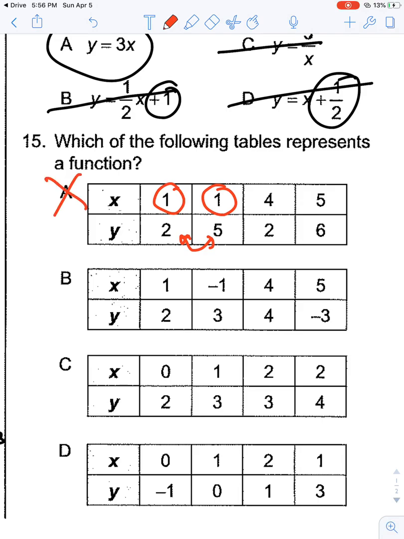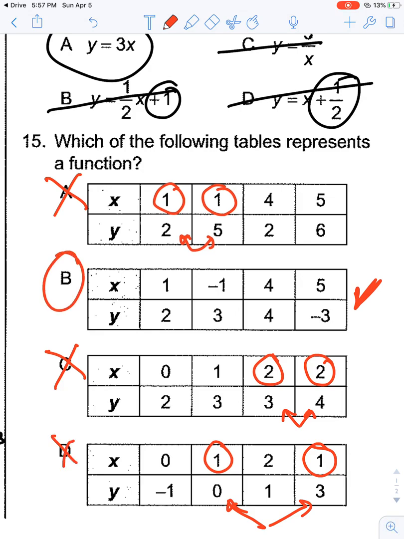Nah, can't have that. All right, looking at B, it does not look like we've got any repeated x's with different y's, so that would be good. We're thinking about using B. Let's go on to C and see if we see anything here. Well, we've got the same x's and different y's, so that won't work. Looking at D, oh, we've got the same x's but different y's, and that won't work. So our answer is definitely B.